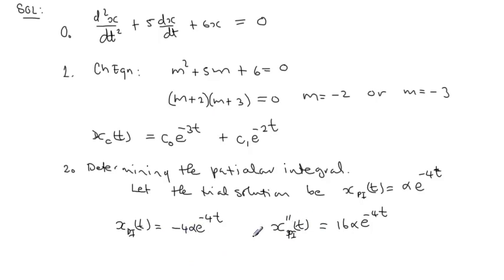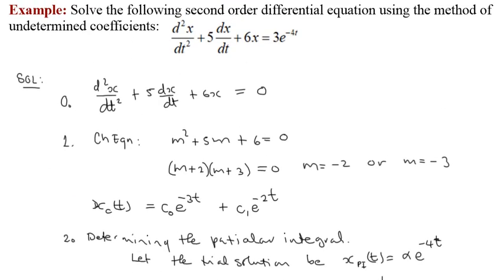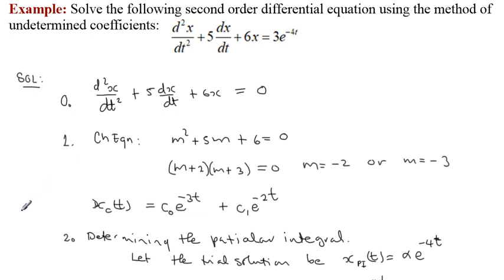So we now take these two derivatives and substitute on the left hand side of the equation here, whereby we're going to get 16 alpha e to the power minus 4t plus 5 times the first derivative, which is minus 4 alpha e to the power minus 4t, plus 6x, which in this case is going to be 6 times the trial solution, which is 6 alpha e to the power minus 4t, equals the right hand side, which we have as 3 times e to the power minus 4t.